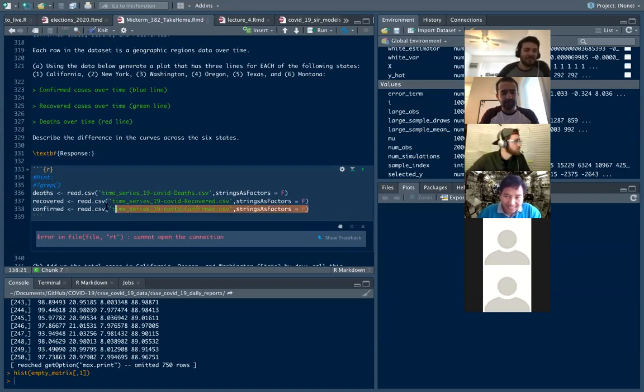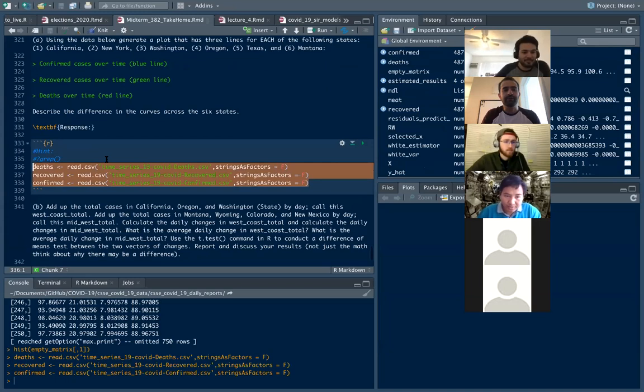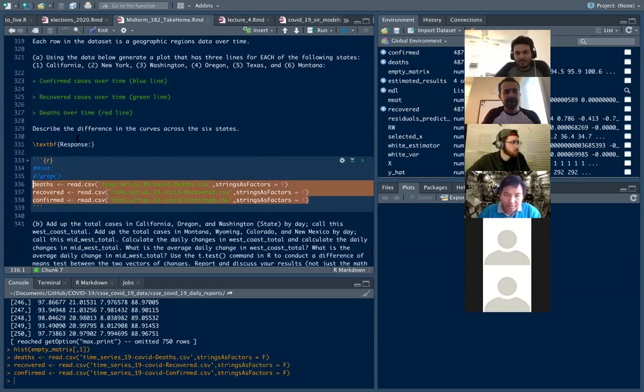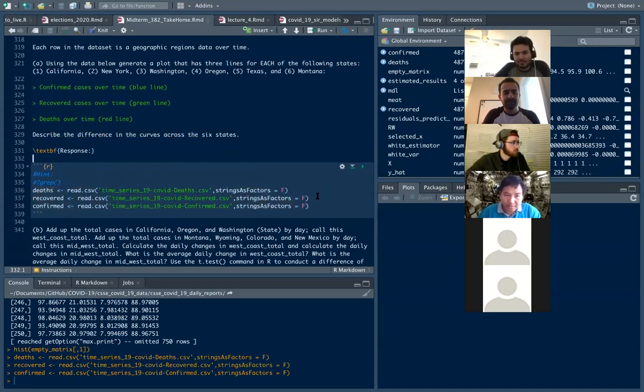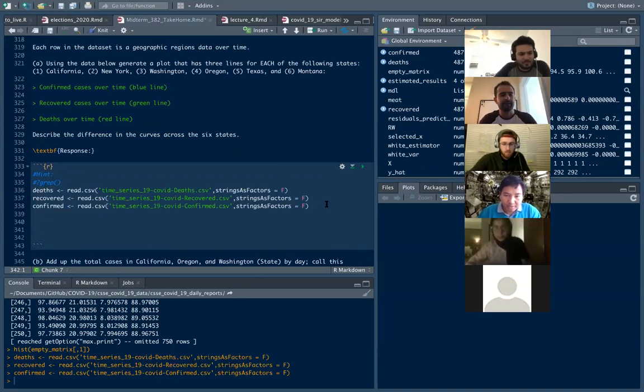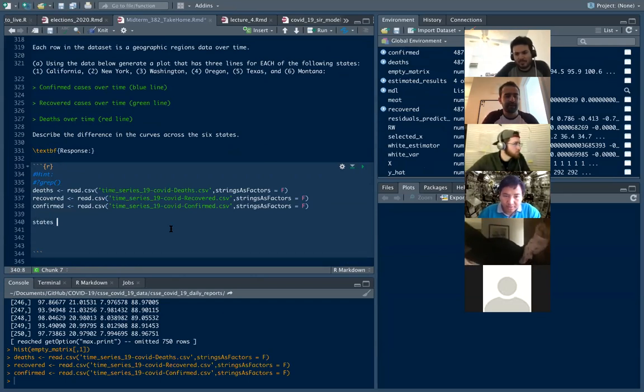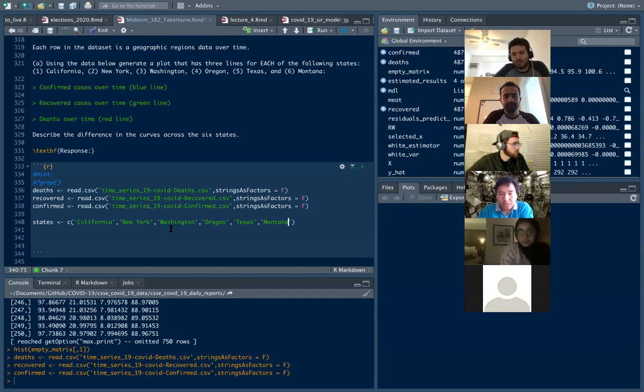So here I asked you to load in this data, and I basically wrote the code for you to do so. I asked you to describe the difference in the curves across the 6 states. And I wanted you to look at confirmed cases, recovered cases, and deaths. So the states that we're going to be looking at are California, New York, Washington, Oregon, Texas, Montana.